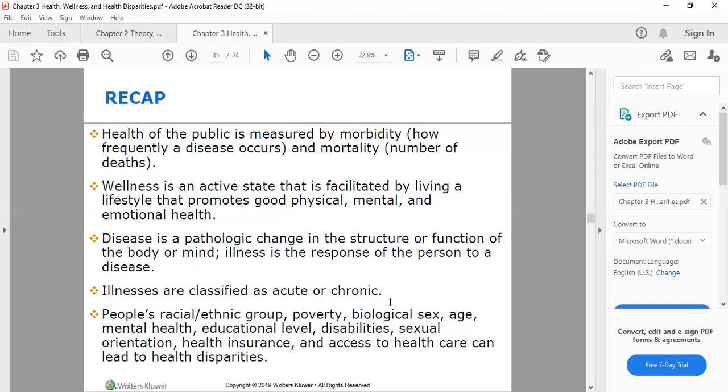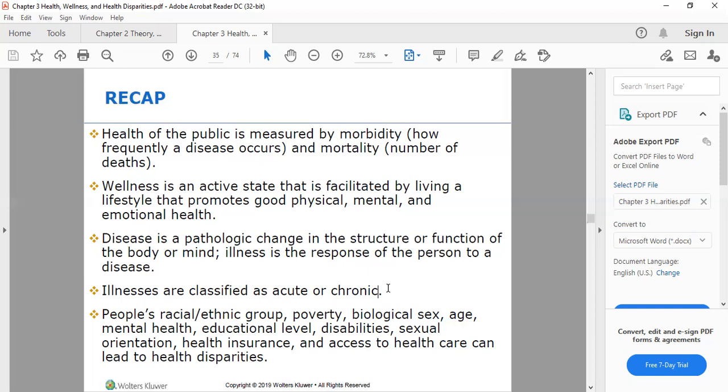Wellness is an active state facilitated by lifestyles that promote good physical, mental, and emotional health. Disease is a pathological change that's going to change the structure or the function of the body or the mind. And illness is the response of that person to the disease. Illnesses can be classified as either acute or chronic. Remember that acute is going to have a sudden onset, and chronic is going to be things that last a long time, like diabetes, COPD.